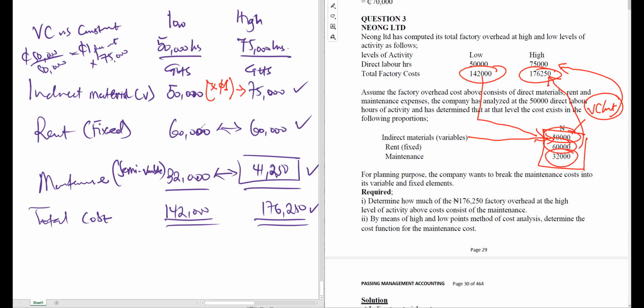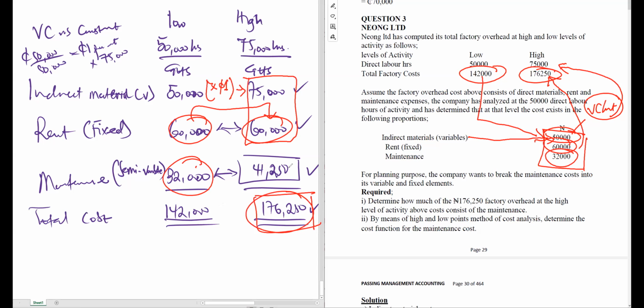Rent is fixed. This one is 60,000, which means it's fixed. It'll still be 60,000 here, right? Do you get it? And this one was 32,000, but because it is semi-variable, we know the total cost here to be 176,250. So we can easily compare this one to this one, and the missing figure is 41,250. Does it make sense now?